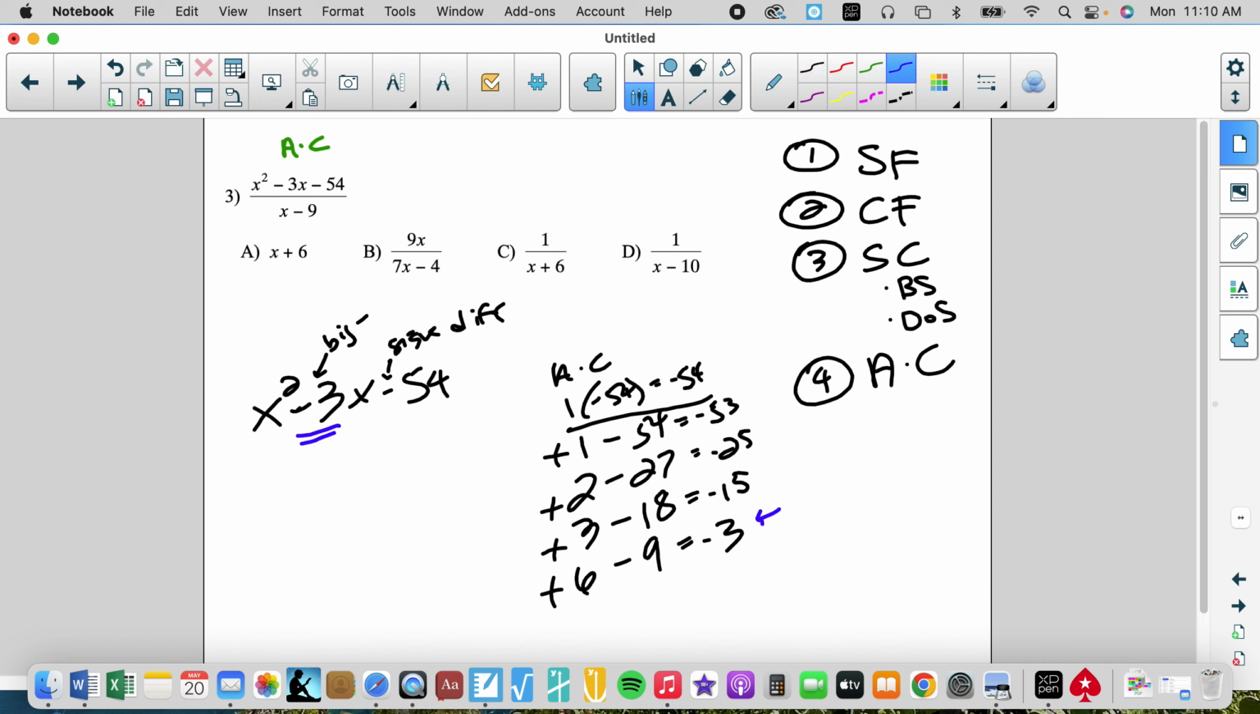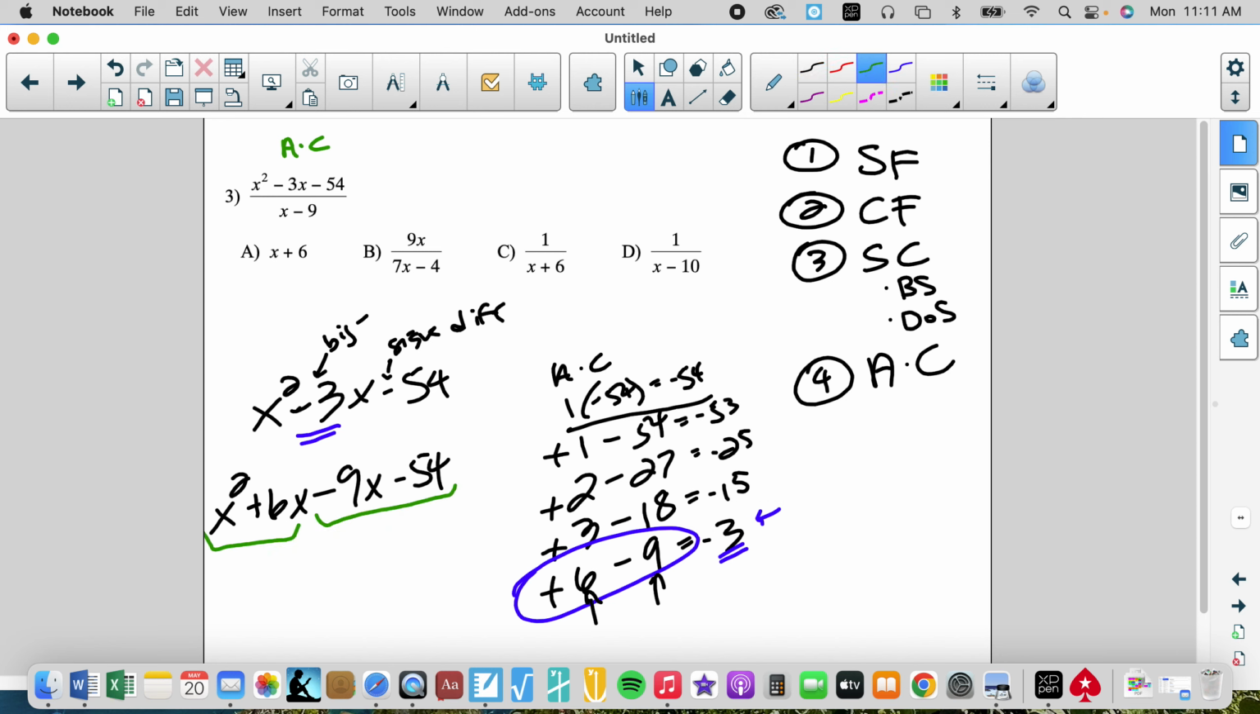My middle term is negative 3. Which one of those equals my middle term? This one. So I'm going to use these two factor pairs, and I'm going to break this up: x squared plus 6x minus 9x minus 54. I use these two values to split up my middle. And now I'm going to factor by grouping. I'm going to group the first two and group the second two.